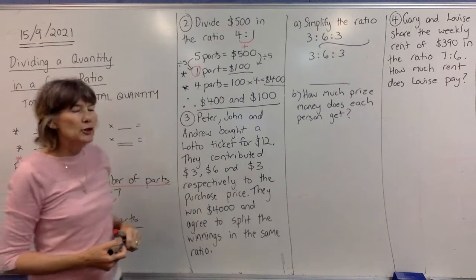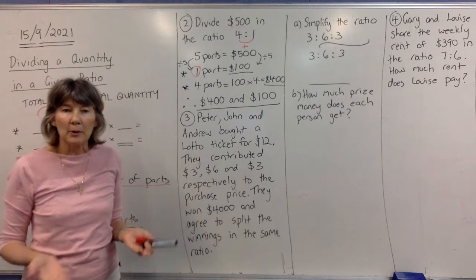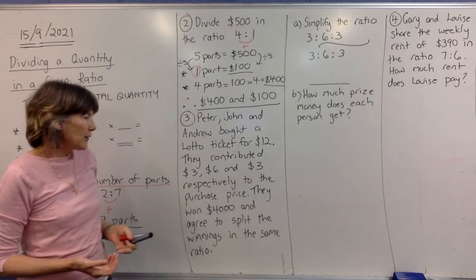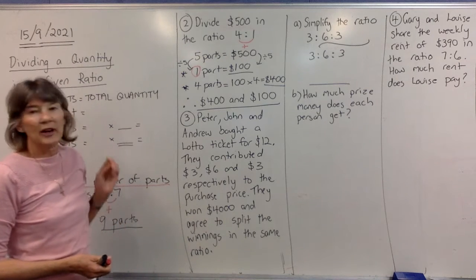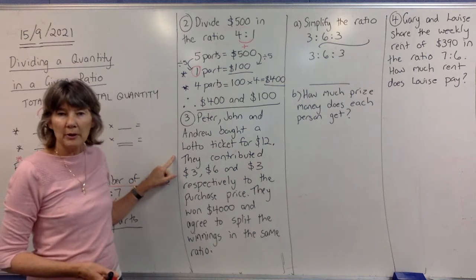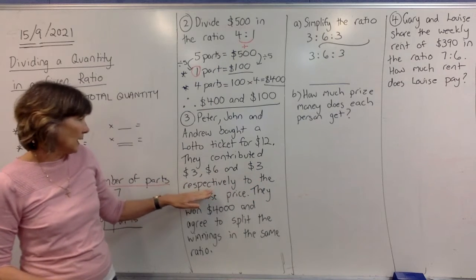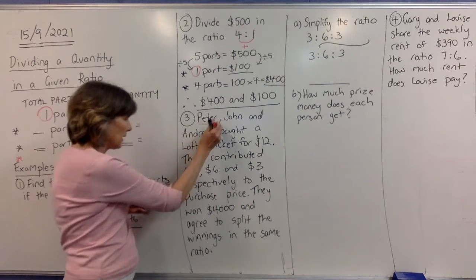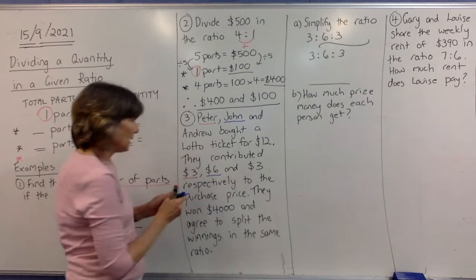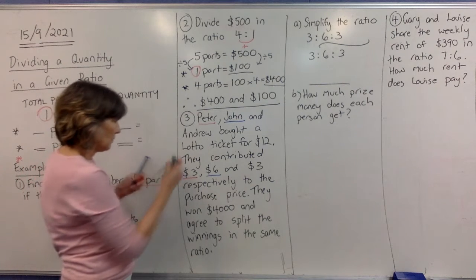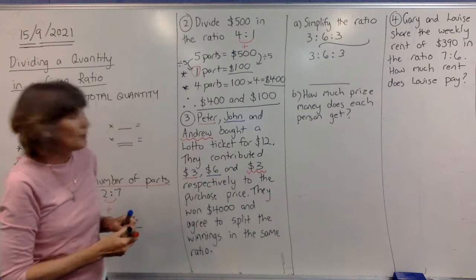Okay, the next question. Peter, John and Andrew bought a lotto ticket for $12. Now, normally those 3 people would contribute equal amounts of money. But for whatever reason, somebody may not have had $4 that day, and so they said, well, I don't have enough money, so they decided that they would contribute to the ticket as $3, $6 and $3 respectively. So that means that the first person named gave the first amount of money. The second person named gives the second amount of money. The third person named gives the third amount of money. So you know who gave what amount of money.